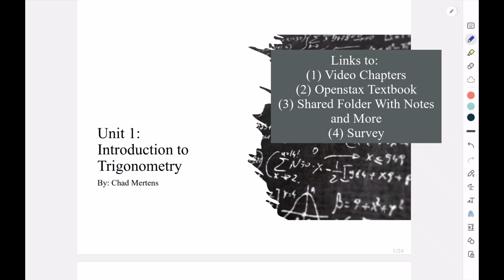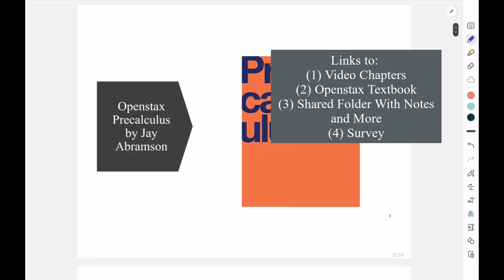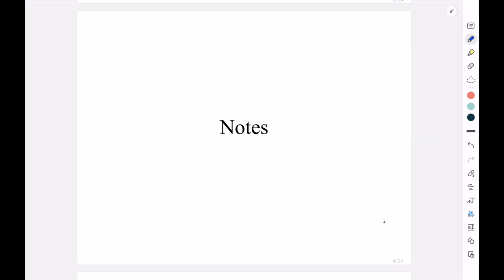Hello, so in this video we're going to look at Unit 1, Introduction to Trigonometry. This unit does cover sections 5.1 to 5.4 in the OpenStax textbook, first edition, and the link will be in the description below along with the notes. So let's jump into some notes.